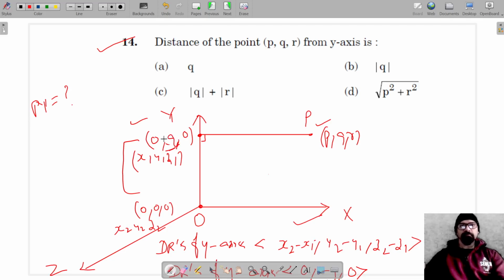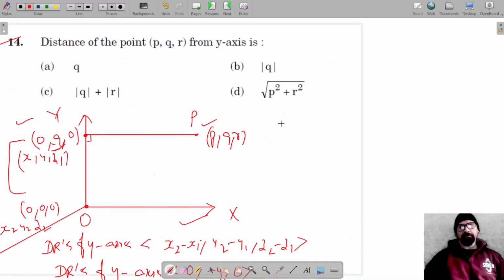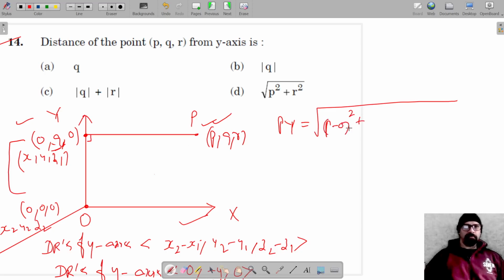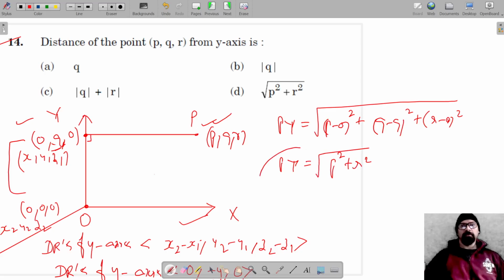Okay. So y is equal to Q, and now we can find Py using the distance formula. P minus 0 the whole square plus Q minus Q the whole square plus R minus 0 the whole square, which gives us Py is equal to the square root of P square plus R square. And this is the perpendicular distance, which gives us the option D.